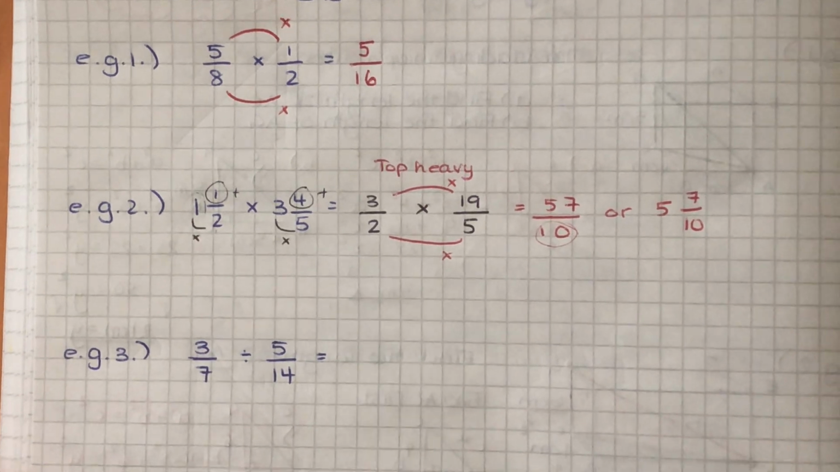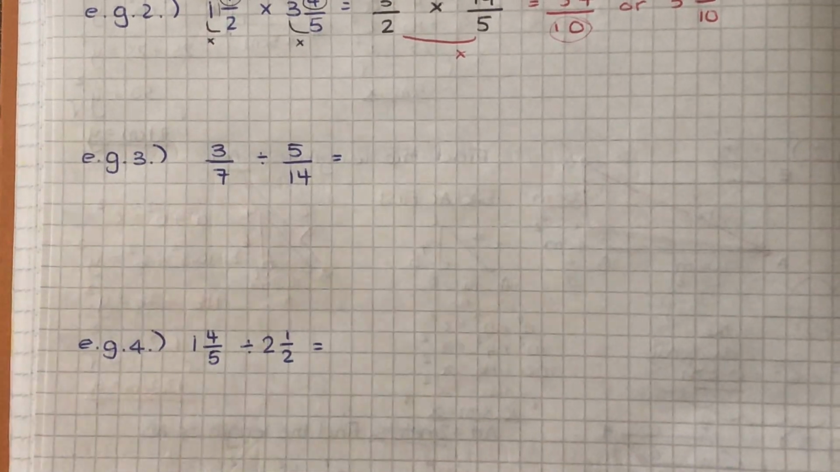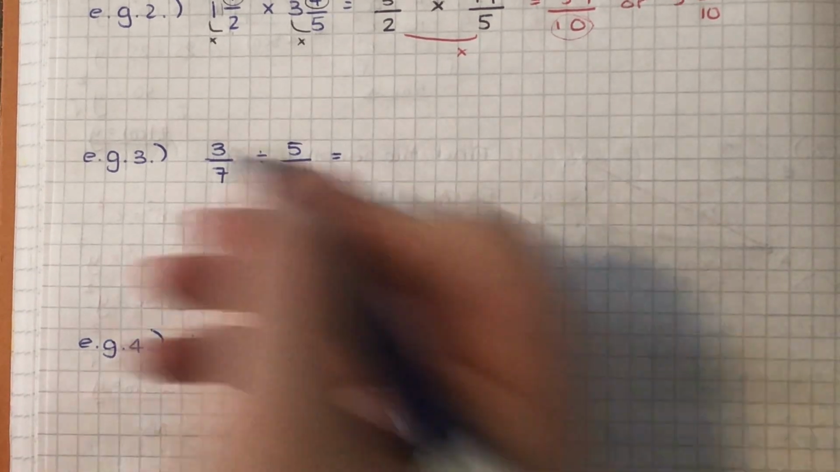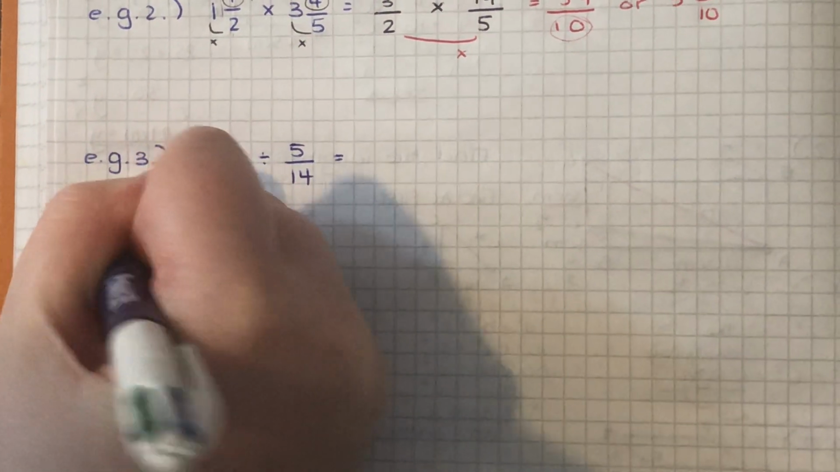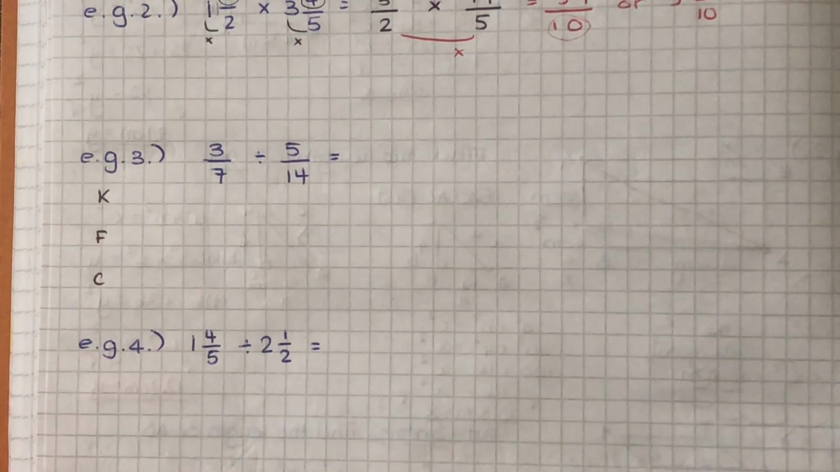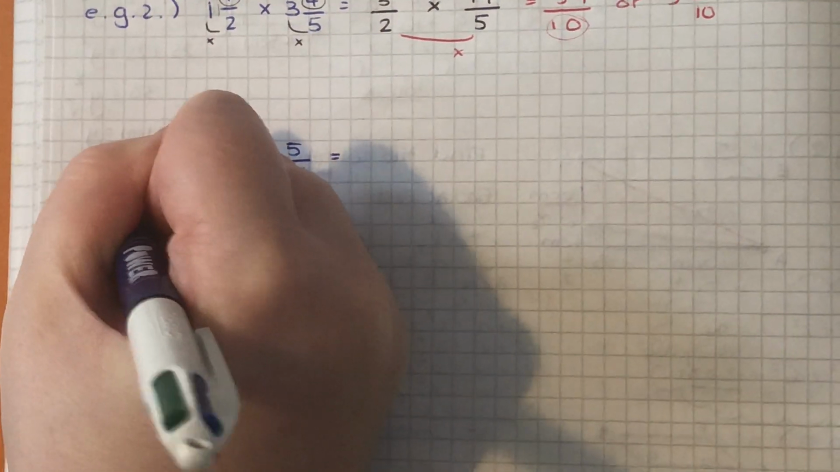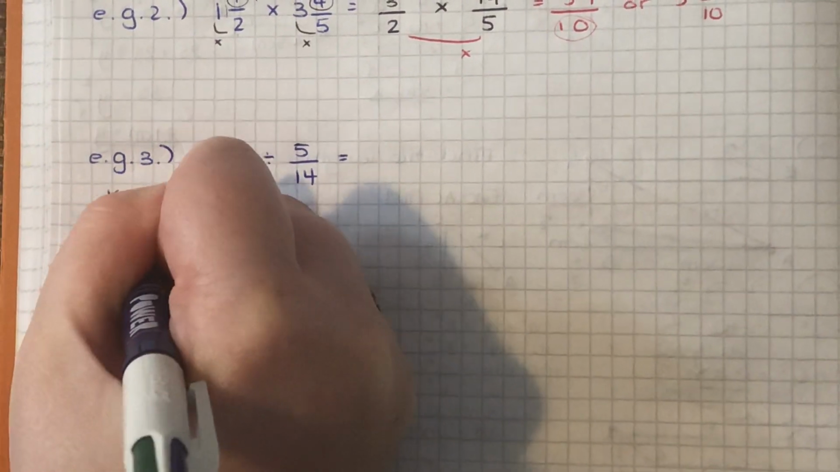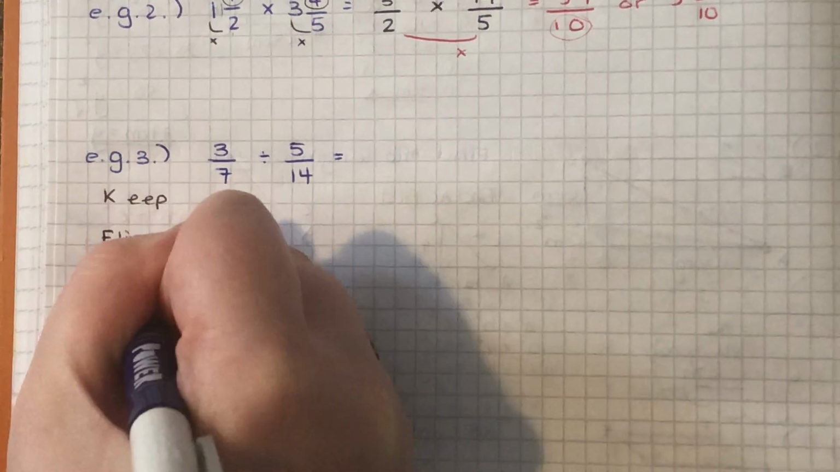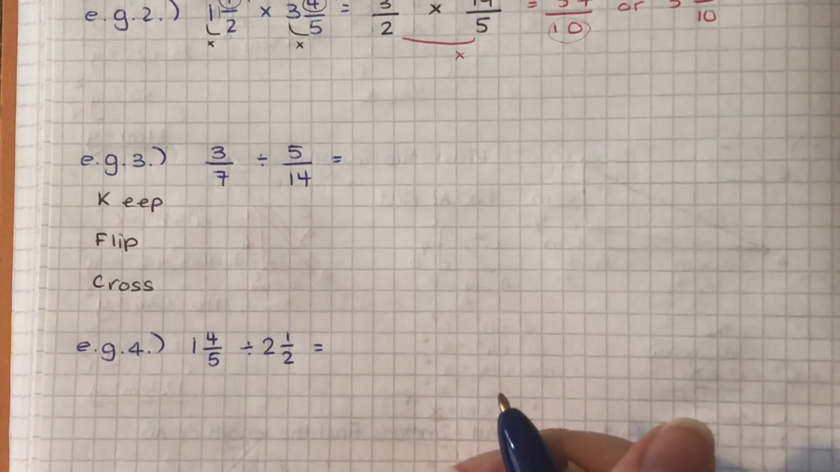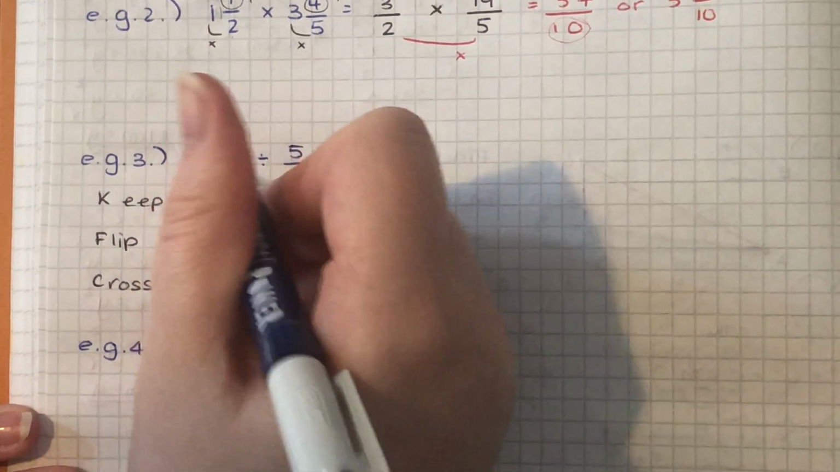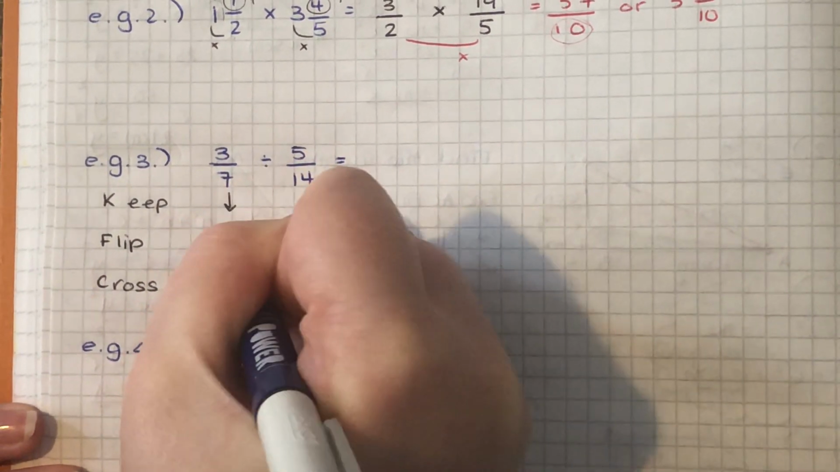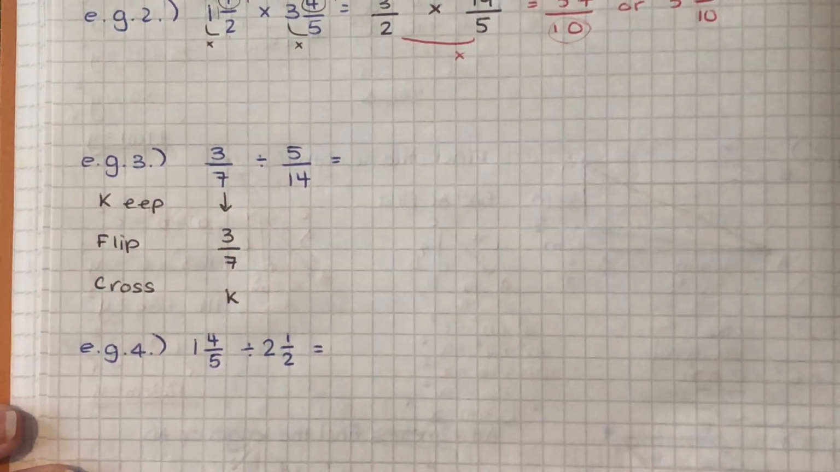Now on to dividing. People do this in different ways. I use a method called KFC. K stands for keep, F stands for flip, and C stands for cross. So the first part we do is the keep. That means that we keep the first fraction as it is. So that's the keep part.